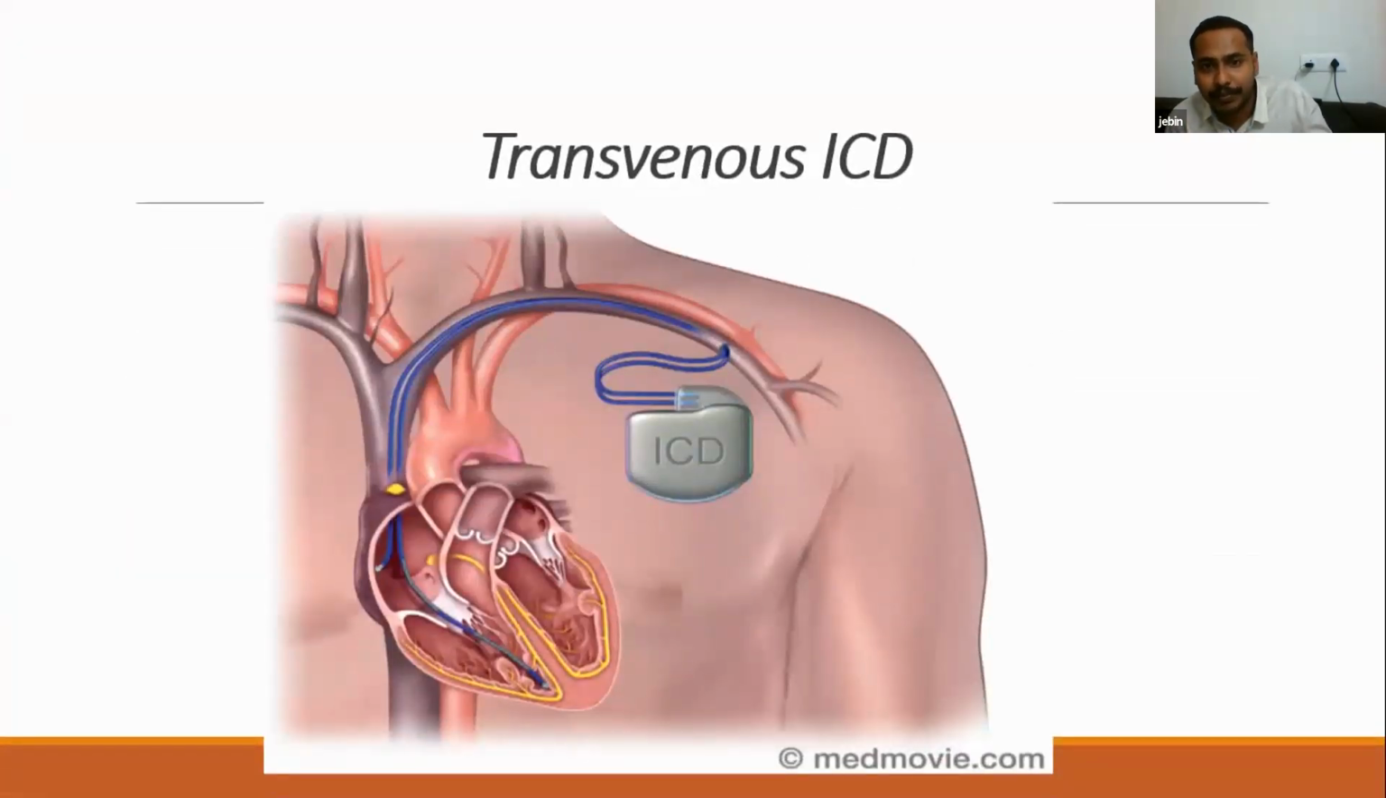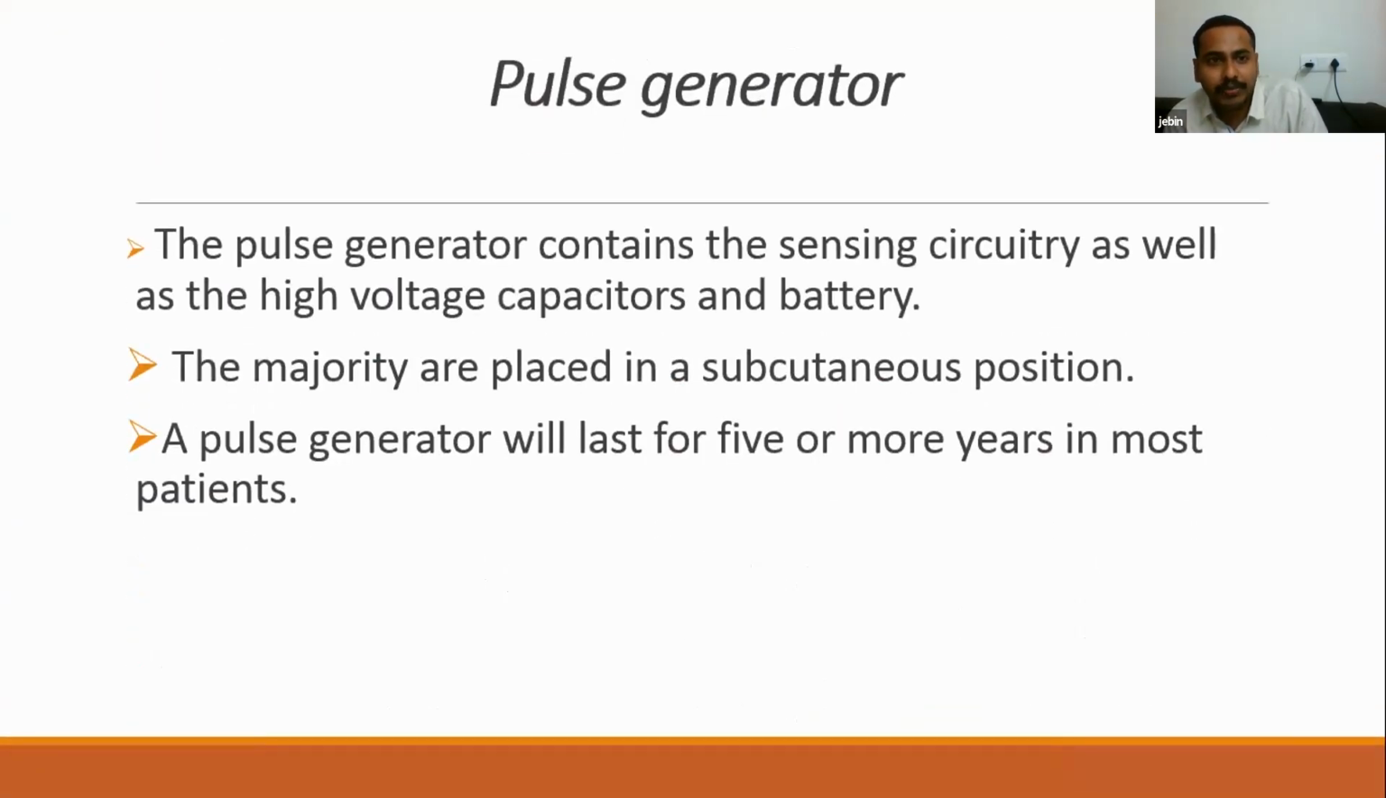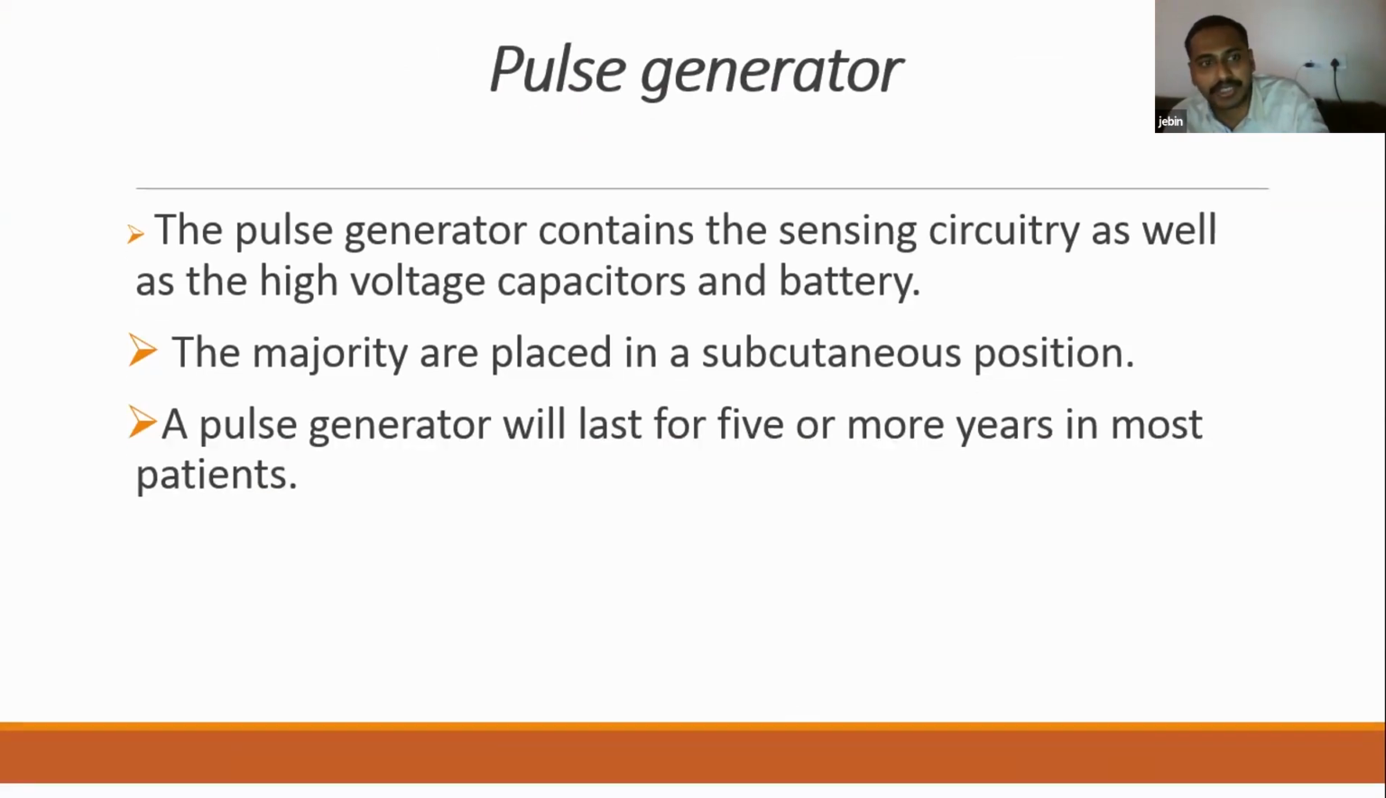In the transvenous one, the pulse generator is inserted subcutaneously or submuscularly, and the leads are inserted transvenously, depending on the single chamber system or bi-chamber system. The leads may be in the RV, or RA and RV. The components of ICDs are the pulse generator, pacing and sensing electrodes, and the defibrillation electrodes. Pulse generator. The pulse generator contains the sensing circuitry as well as high voltage capacitors and battery. It is made of titanium. The majority are placed in the subcutaneous position. A pulse generator will last for 5 or more years in most patients.